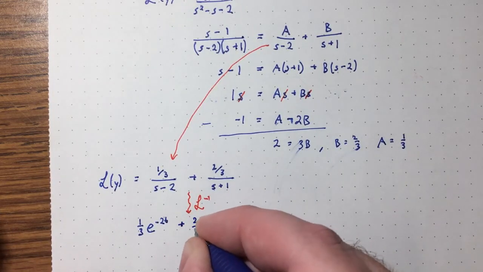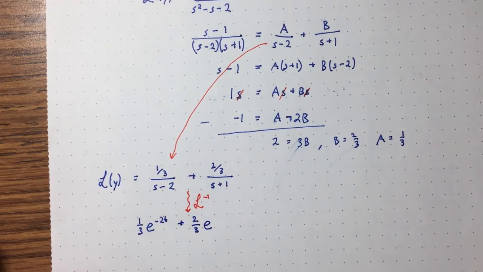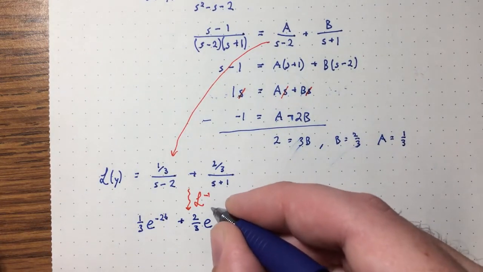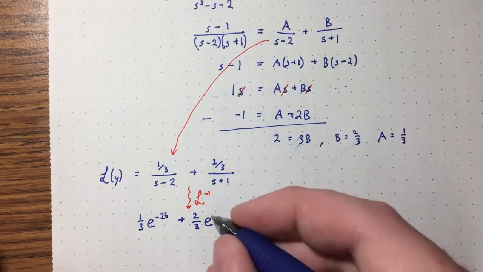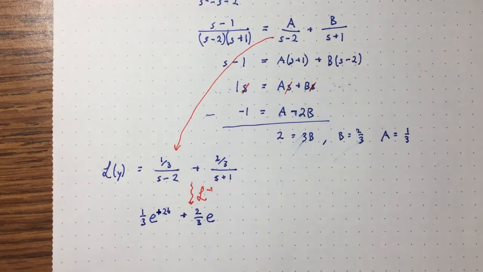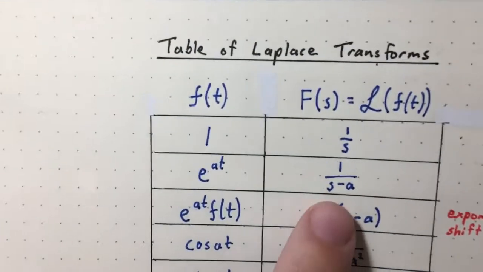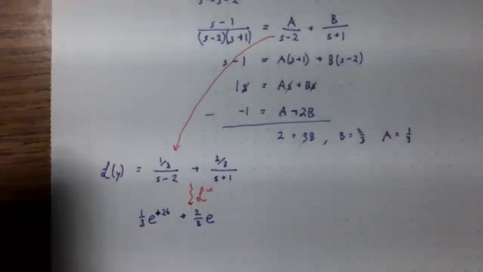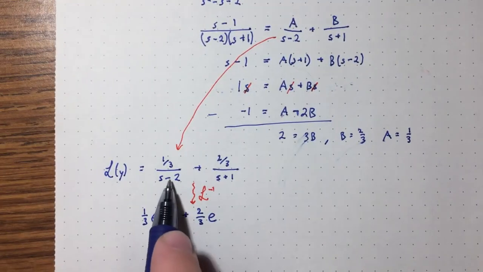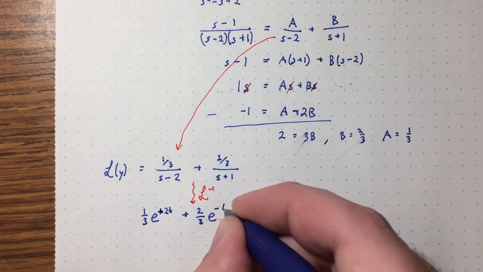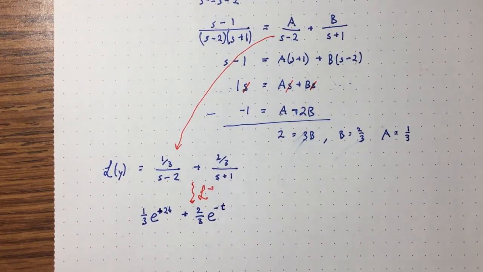Plus 2/3 times, what am I going to put here? Not e to the, I'm sorry, I made a mistake here. This should be a plus 2t, right, by this formula. s minus a, and that just becomes a. Right, so a is 2. And here a is minus 1, so this one needs to have the minus sign. Okay.